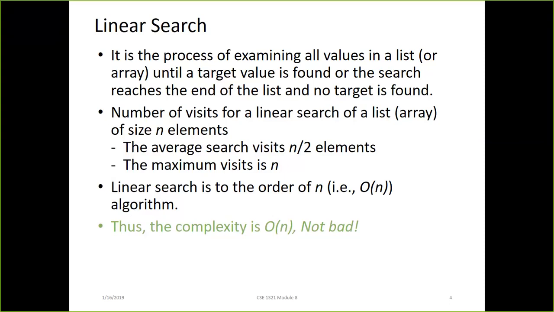In an average case, you may need to do n by 2 visits, but in the worst case, for instance, if you do not have the element in your list, you may need to go all the way to the end of the list. Or if the element is at the end of the list, then you have to go all the way to the end. This is why the complexity of the searching algorithm is big O(n).